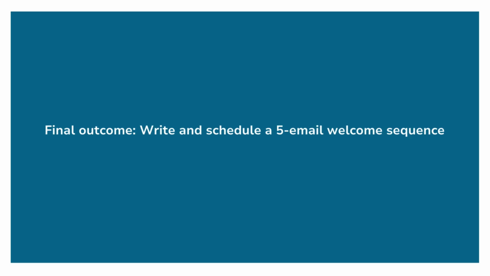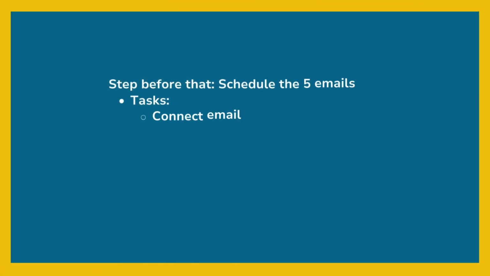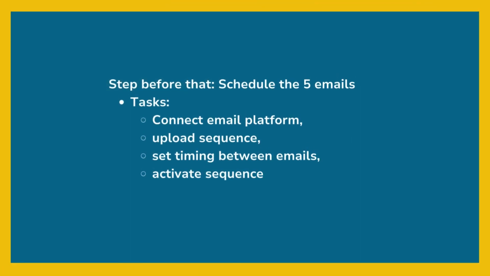So what you're going to ask yourself is, before I know that that is done, what is the step right before I know that I've done those things as a learner? That might be scheduling the 5 emails, right? So, what are the tasks then that are connected to scheduling those emails? They might be connect an email platform, upload the sequence, set timings between the emails, activate the sequence, right? I'm not an email marketer, so there's probably things missing, but you get the idea. Okay, so we know the step right before we've hit that outcome. We know the tasks that need to be done.